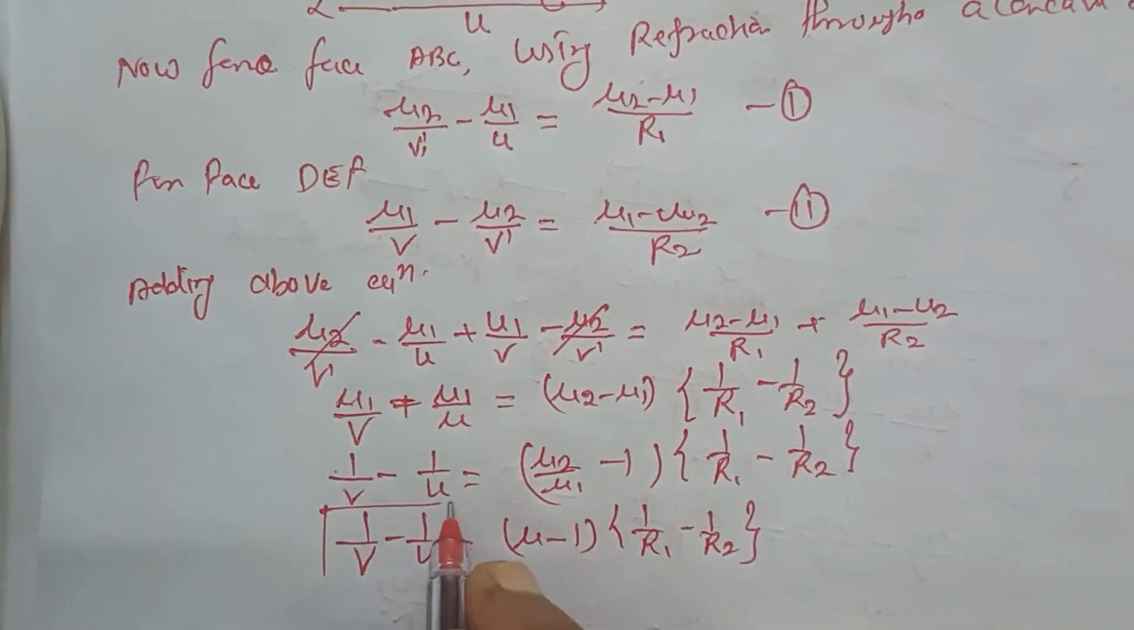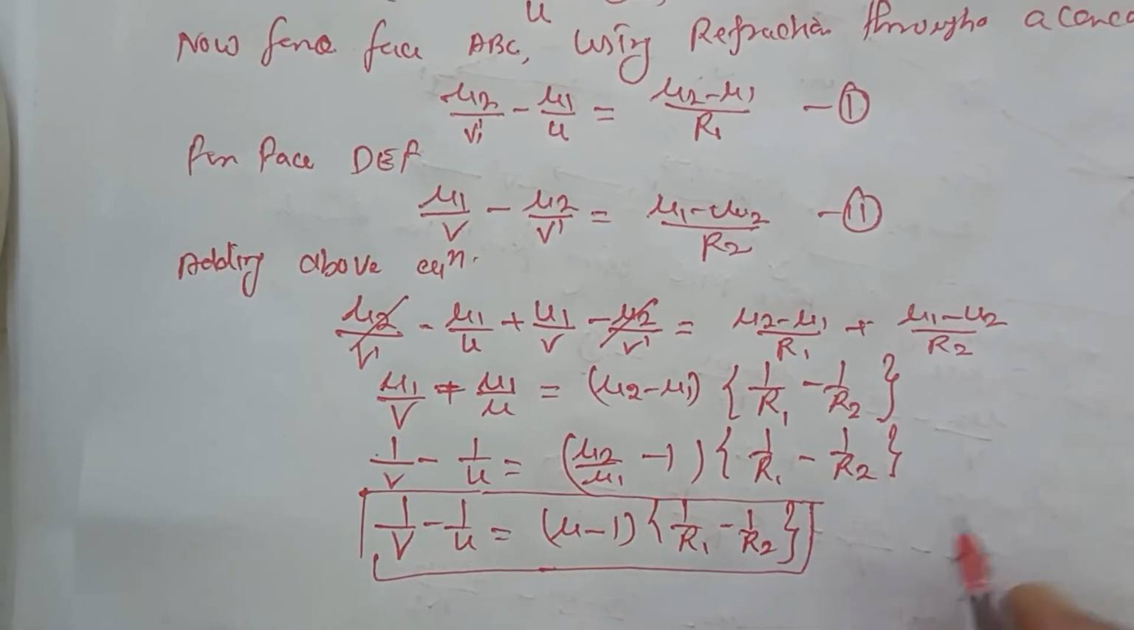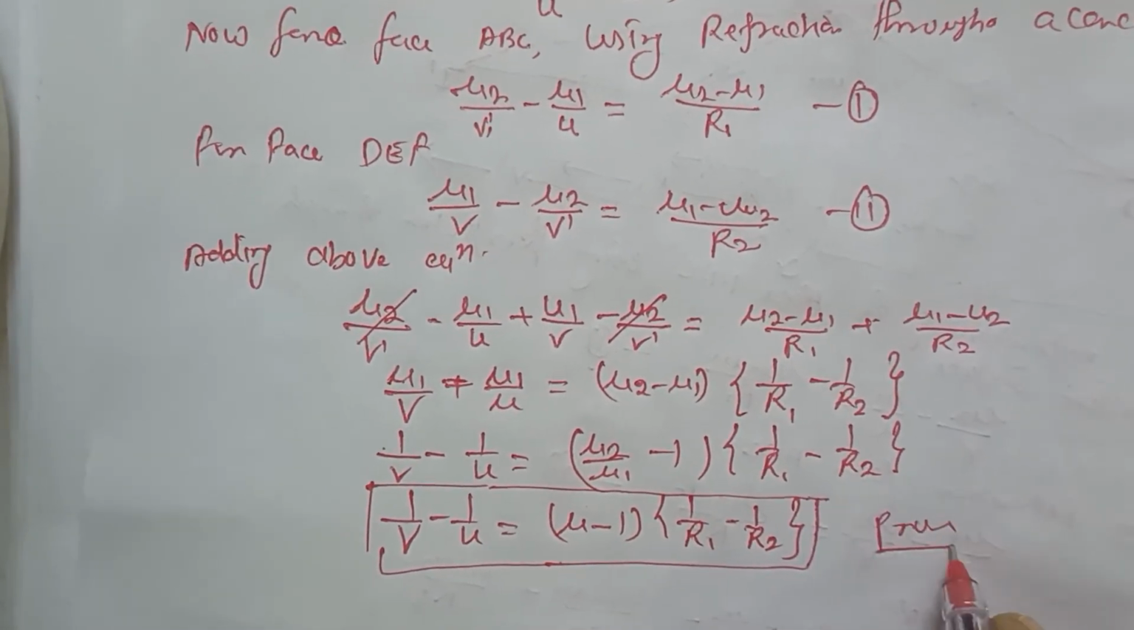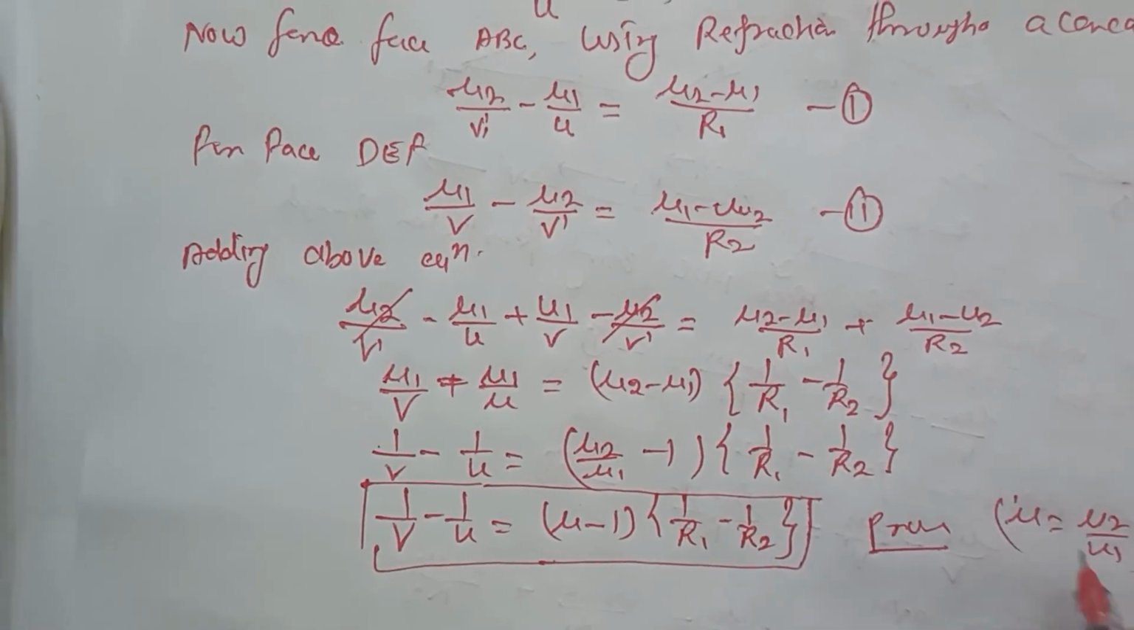This is the lens maker formula for a concave, double concave lens, where mu equals mu2 divided by mu1.